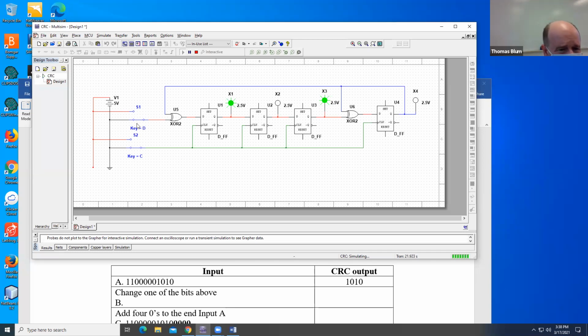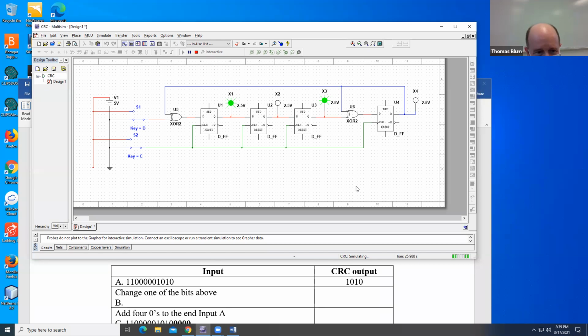Okay, so I'm sending the data in, and I sort of am doing this in parallel. I have a regular old shift register where I'm bringing in my actual data. And then I have this shift register with the exclusive ORs, and it's doing this error checking for me. And so the result of this process on that data gave me 1010.